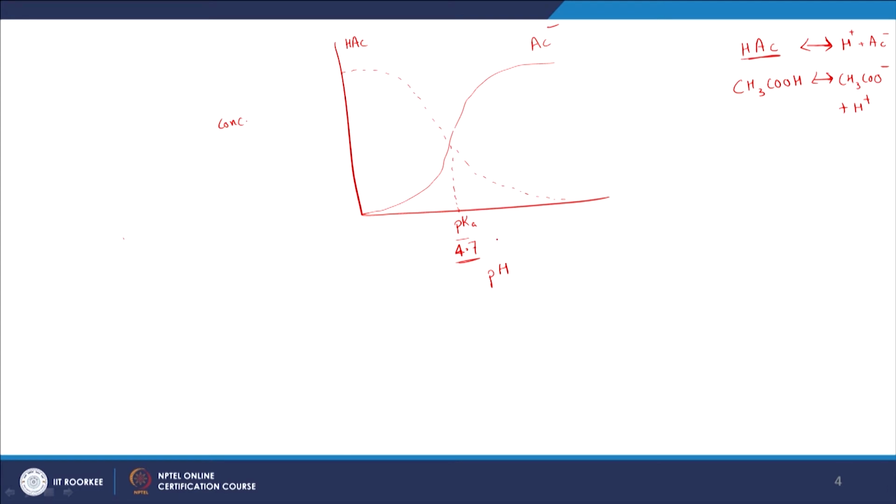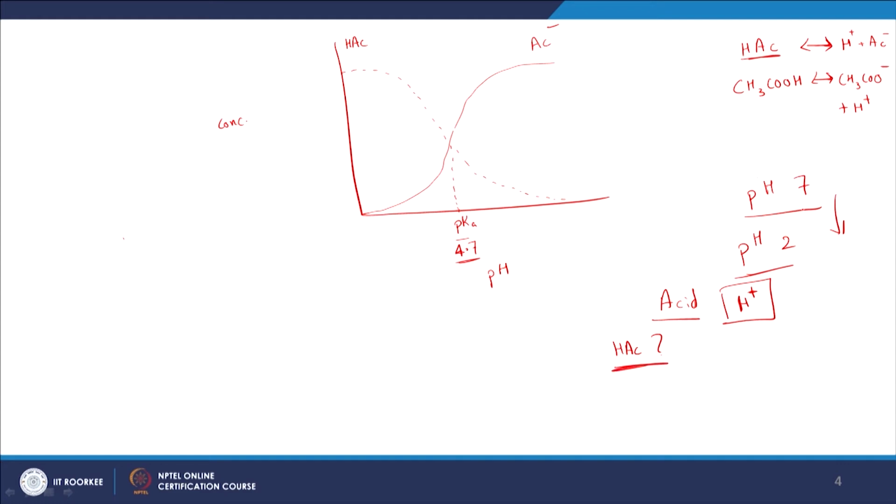Now think of this: let us say I have a solution at pH 7 and I want to get to pH 2, for example. I need to add an acid, or I need a source of H plus, that is what it means. If I want to decrease the pH from 7 to 2, I need a source of H plus. So, let us see if acetic acid is a good choice. Can I use acetic acid to do so?